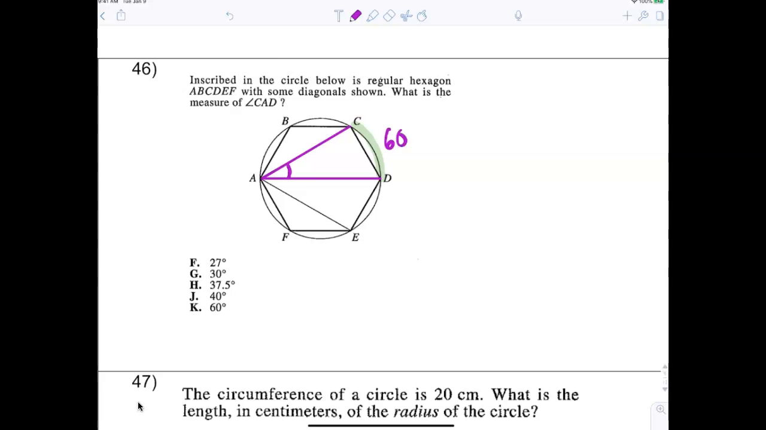CD is 60 degrees. I'm just asking you a question. Isn't CD 60? Yeah, as usual. So what's the angle again now, Charlotte? 30 degrees. All right, not a big deal. That wasn't that hard. Lots of ways to do that, actually.